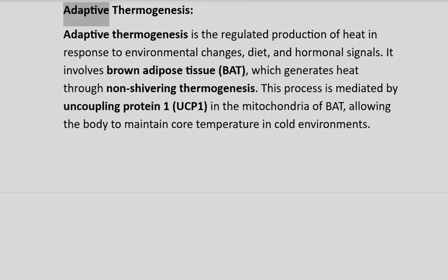Adaptive thermogenesis. Adaptive thermogenesis is the regulated production of heat in response to environmental changes, diet, and hormonal signals. It involves brown adipose tissue, BAT, which generates heat through non-shivering thermogenesis. This process is mediated by uncoupling protein 1, UCP1, in the mitochondria of BAT, allowing the body to maintain core temperature in cold environments. Energy storage.